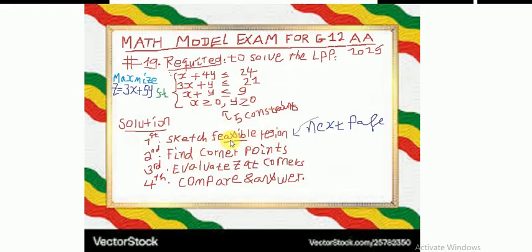Second step: find the corner points. Third step: evaluate z, the objective function, at the corner points. And finally, compare the values and take the largest value as the maximum value. These are all we need. 3 steps, just 4 steps.